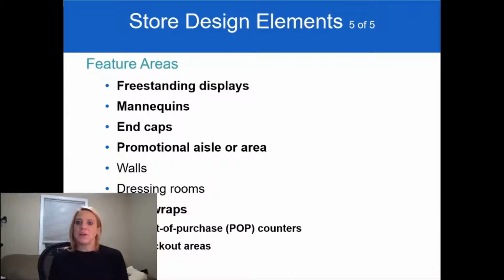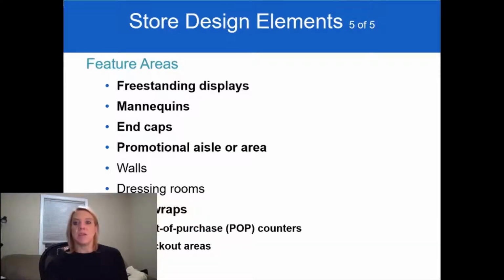Feature areas are areas within a store that are designed to get the customer's attention. They sometimes include freestanding displays, mannequins, end caps, promotional aisles or areas, walls, dressing rooms, cash wraps, things like that. So freestanding displays are fixtures that are located on aisles and designed primarily to attract customers' attention and bring them into a department. These fixtures often display the store's newest, most exciting merchandise in a particular department.